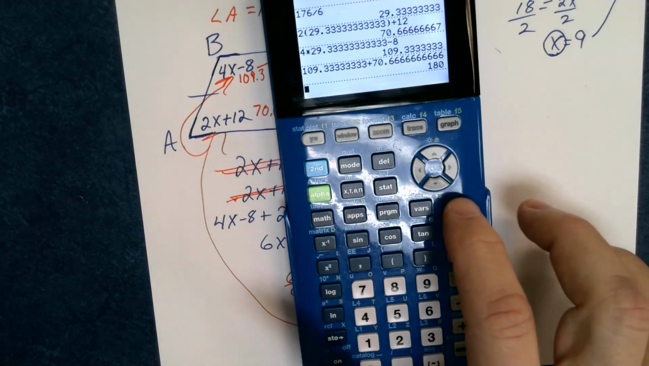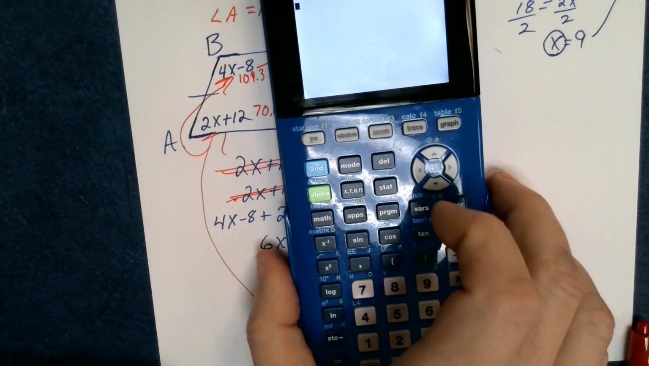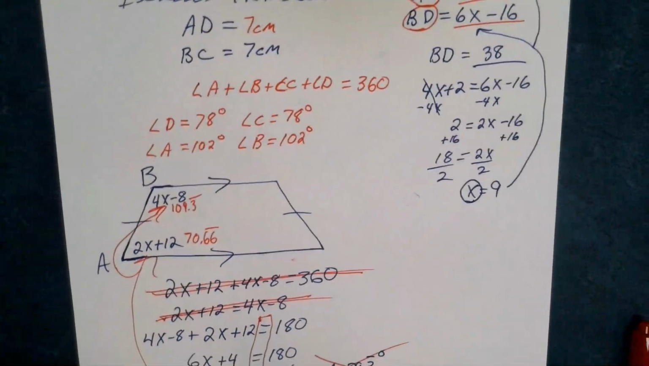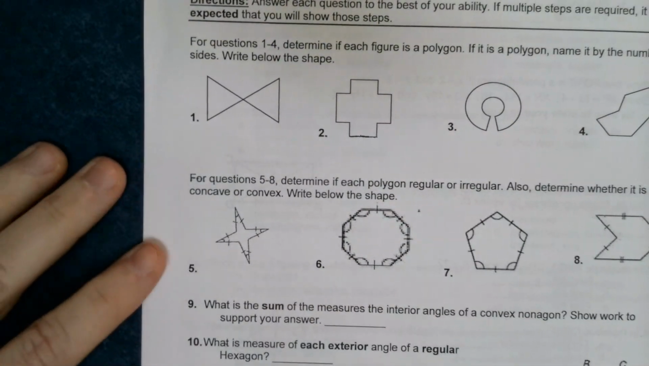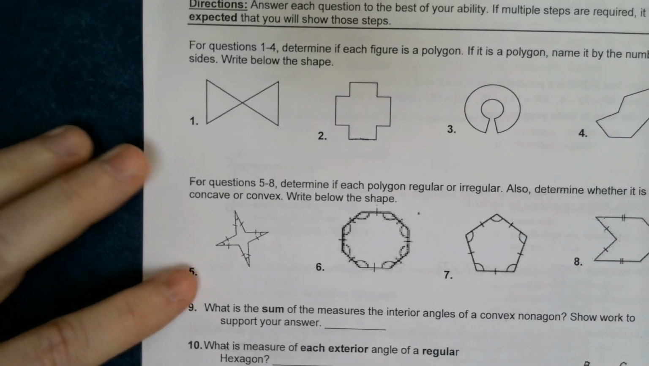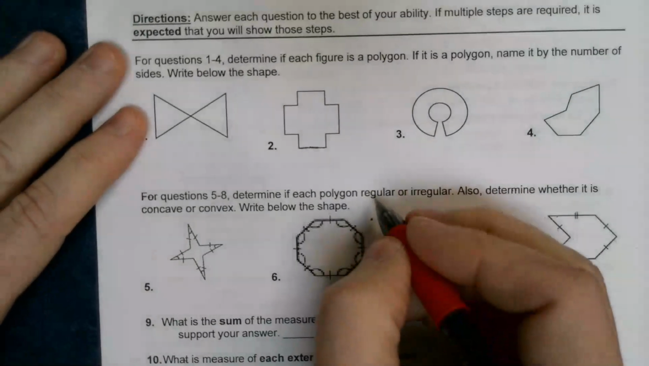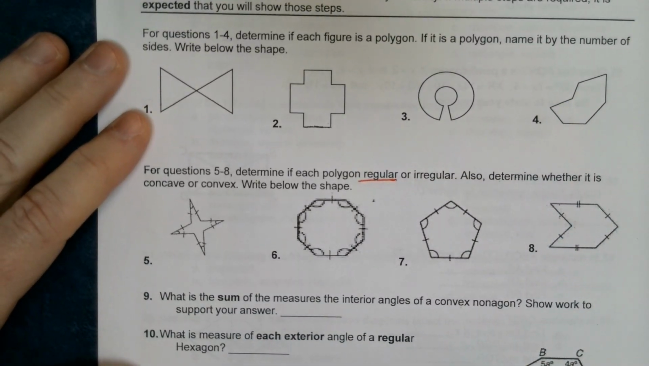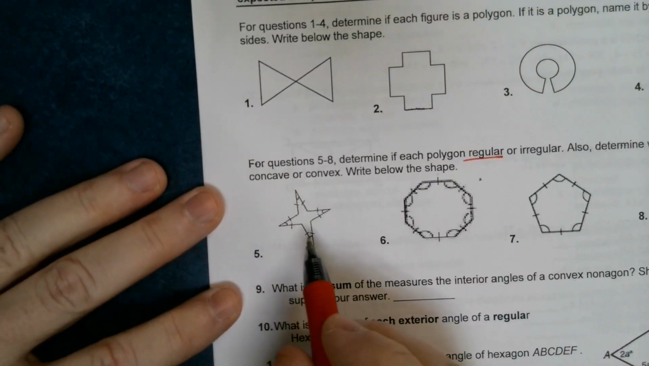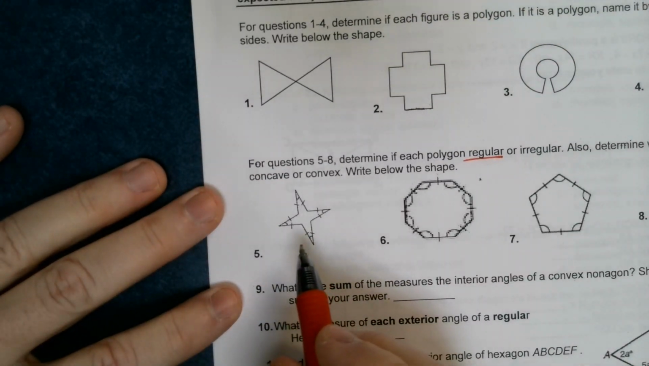So, I'm going to clear that out, and I'm going to show you a few things on the tests and see if this makes more sense now. Some of the problems that I got repeatedly marked wrong. Okay, so we define the word regular to be all angles and all sides congruent. And I had a bunch of people that marked this thing as regular.